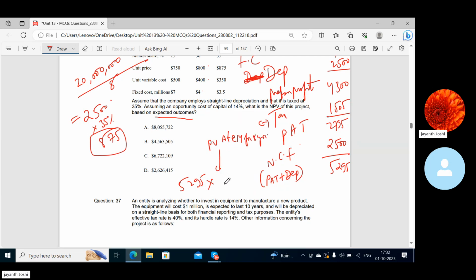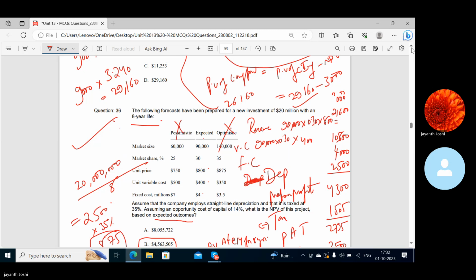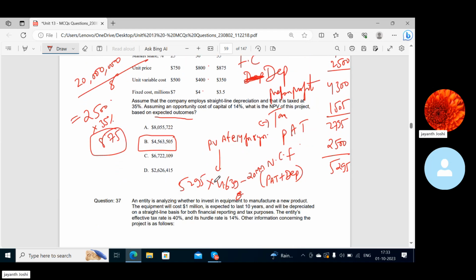That is going to be 4.639, minus the 20 million. So you tell me what's the answer. The answer is going to be this. Just calculate, and any doubts you can ask me. You can just make a note of this. From the answer, we have to deduct the investment, 20 million, which is the investment you have made, right? I got 24,563.505.